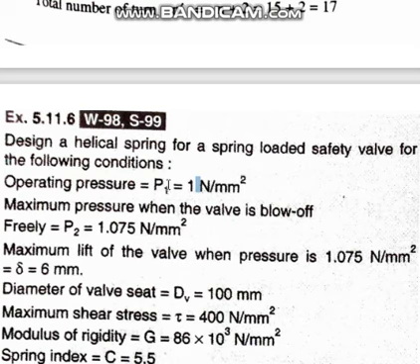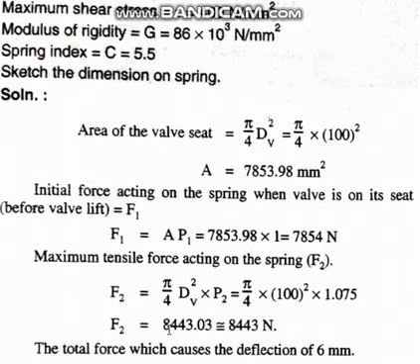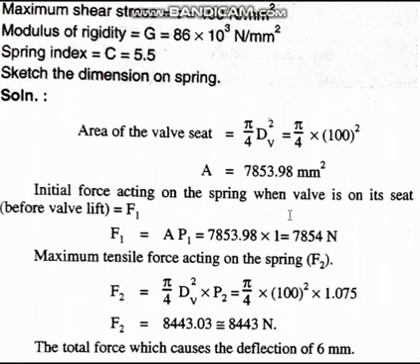That means what? Here one load, one force you are getting, here another force you are getting. So the deflection is for the difference between this force and this force. Okay. See, now we have calculated two forces here. One force is this maximum force 8443. Another force is 7854. You see, for 7,854 newtons, it was already compressed, and when more force comes, it is compressed by 6.